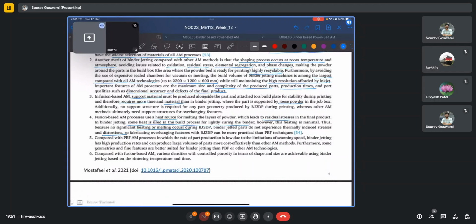The rate of part production is also far higher compared to PBF processes, where it is low because of the limitation of scanning speed. And also, as we discussed, the part itself can be of very large volume. There have been instances where certain designs or geometries with very fine features were found to be better suited for binder jetting. And as we were discussing, it gives you the flexibility of processing FGMs based on composition by use of multi-materials, or by changing the density or the gradient of parts. So various densities and controlled porosities in terms of shape and size are also achievable.